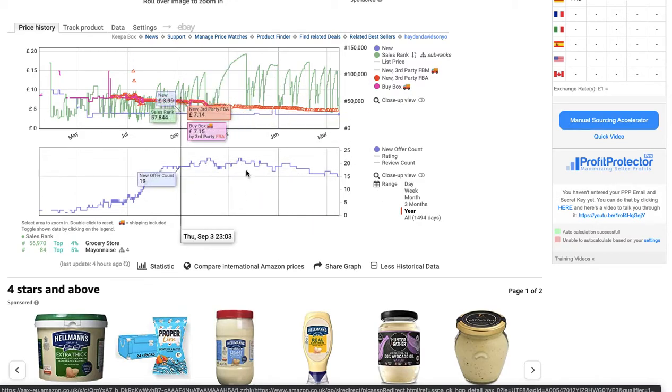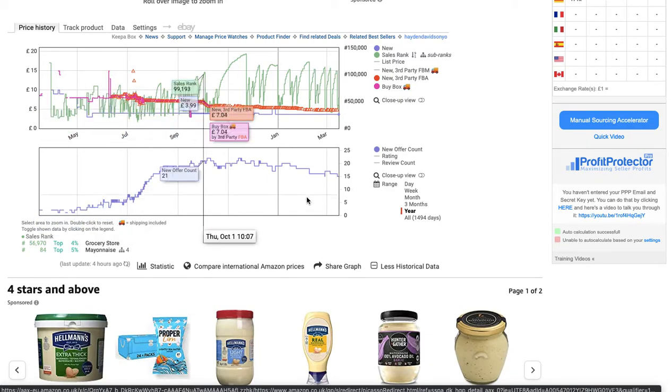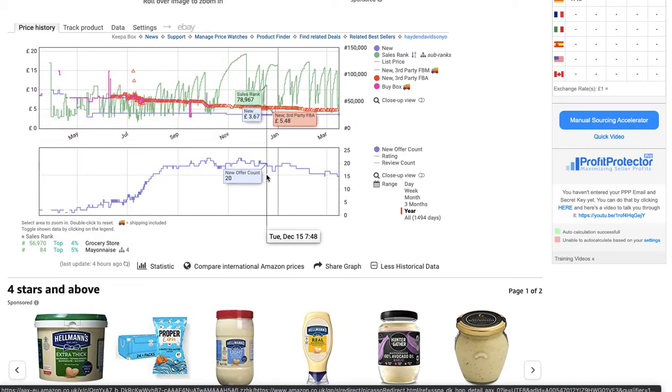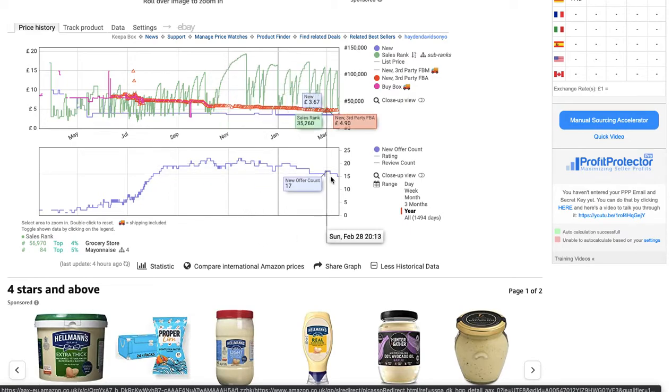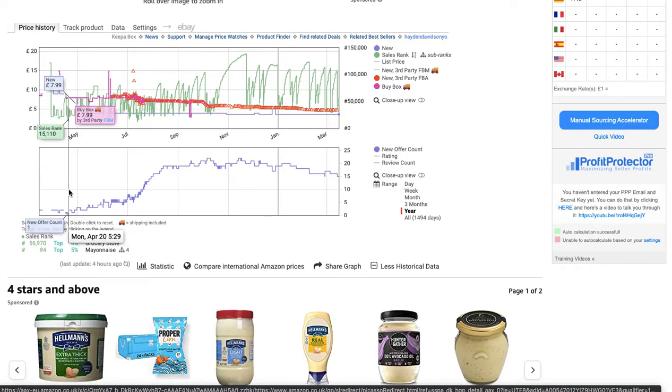let's look at the new offer count graph, which is this one. Excuse me. The new offer count here simply tells you how many sellers are on that listing at that time. So looking at November, we've got 20. Now we've got 22 later on in November. At the moment, it's currently 15. And in May, it was 2 and then 1 and then 2. And if there's a gap, it means that there were no sellers for that whole time.